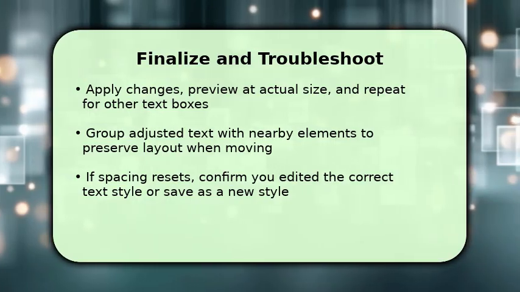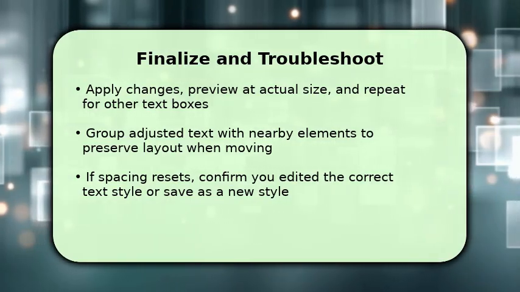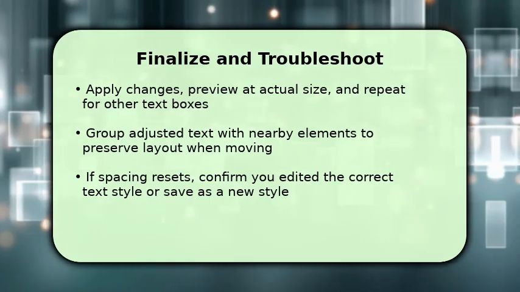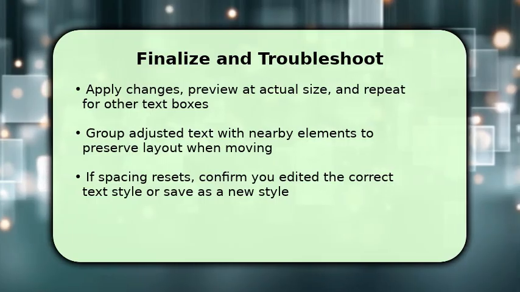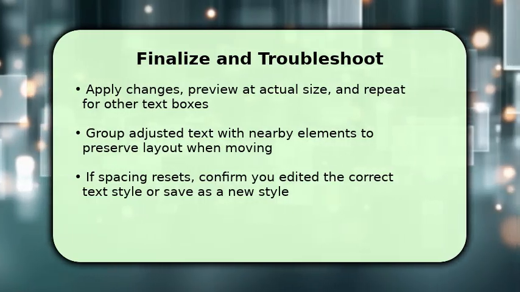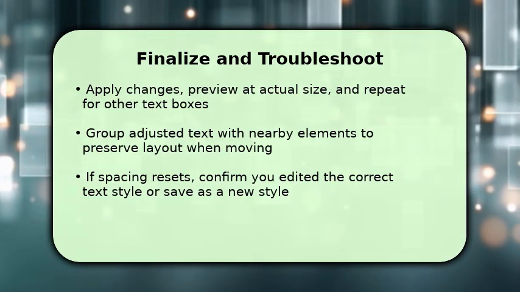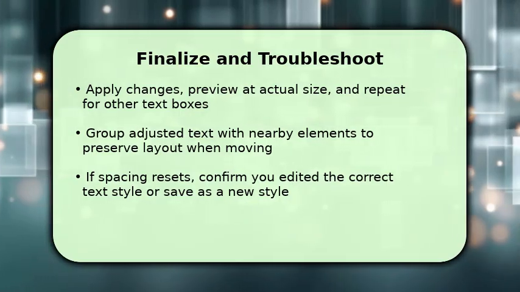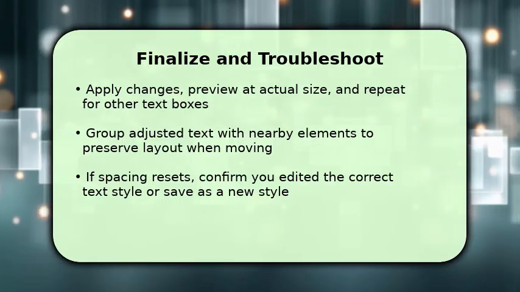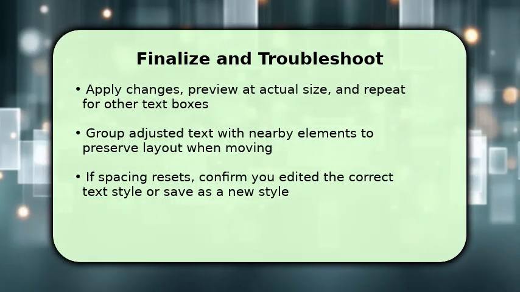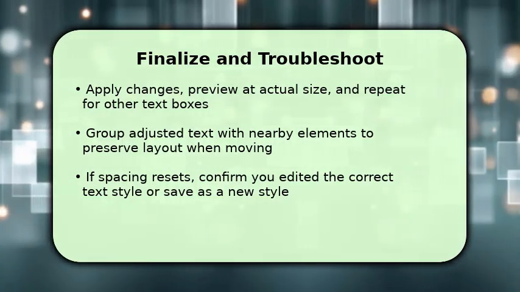Once satisfied, group text with related elements so future moves keep alignment intact, and consider saving the combination as a style for reuse. If spacing unexpectedly reverts, make sure you edited the text box itself rather than a style template. Copy the adjusted text into a new box if needed. One quick troubleshooting tip: clear browser cache or refresh Canva if control.